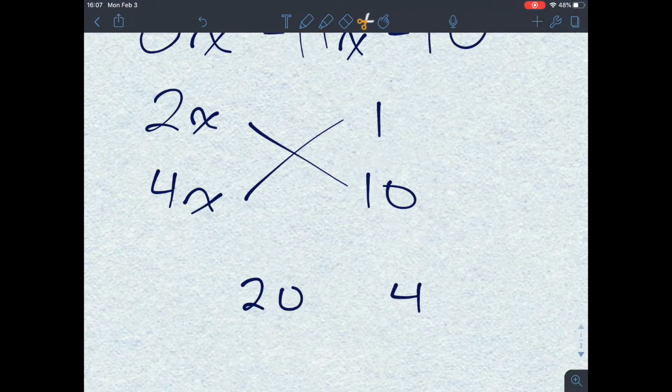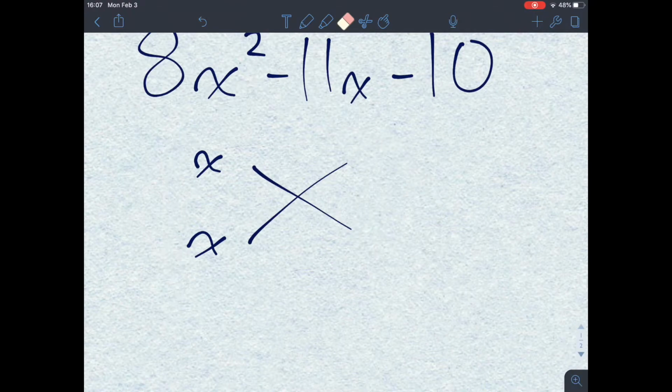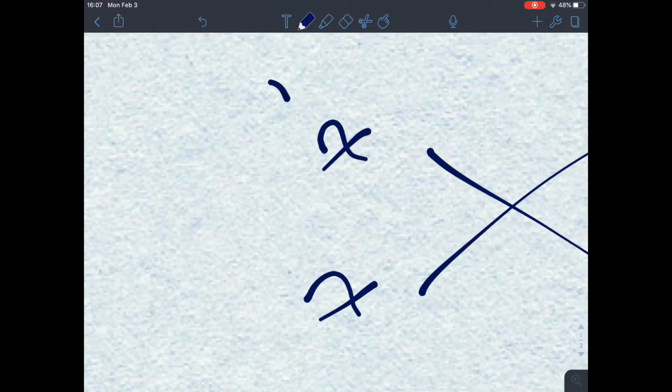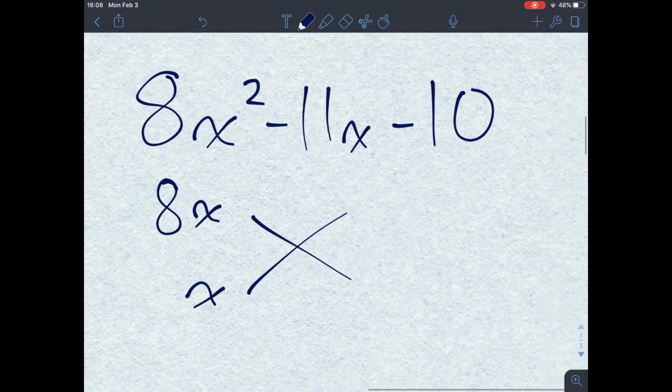And should we even try the last one? It's kind of obvious that this won't work, because 10 times 4 is 40, and 2 times 1 is 2, and you can't get 11 from 40 and 2. So I feel like there's going to be something wrong with these. So we can change this to an 8, and that can be just 1x or x. And let's try 5 and 2 here.